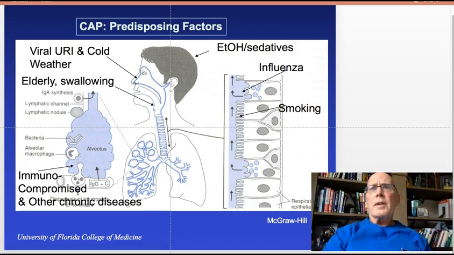Moving lower, dysfunction of the bronchial epithelial cells can also increase the risk of pneumonia. Smoking damages the cilia and results in thickened mucus that cannot be effectively transported by the cilia. Influenza virus also damages bronchial epithelial cells and their microcilia. Finally, patients who are immunocompromised, and this includes the elderly and other patients with chronic diseases, they have impaired production of immunoglobulins and reduced cell-mediated immunity.